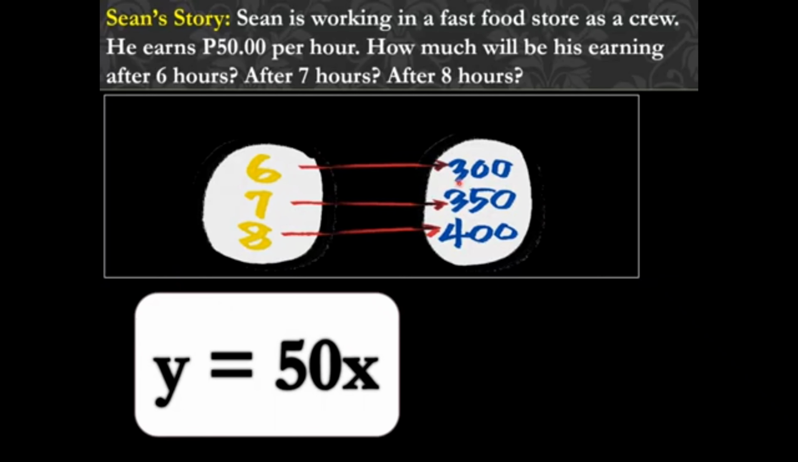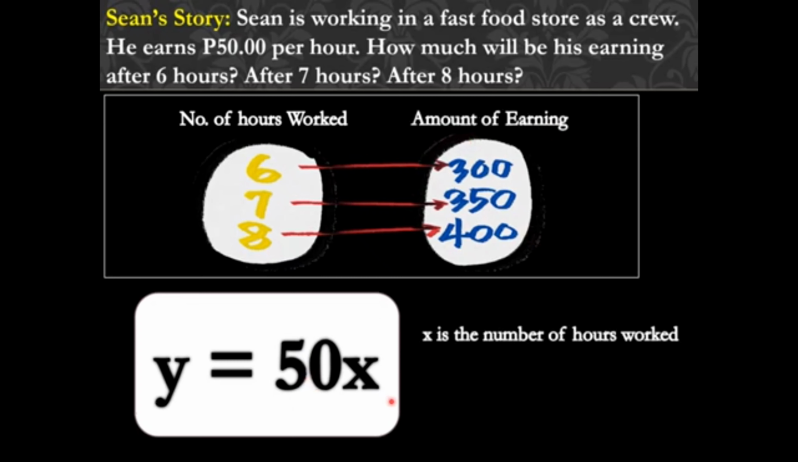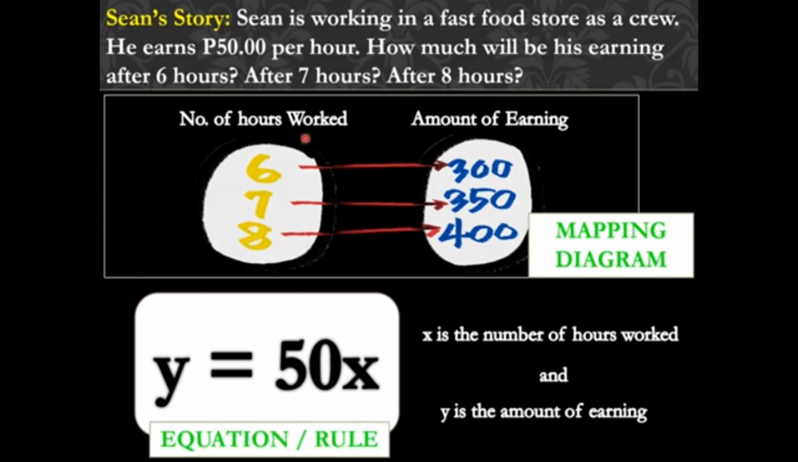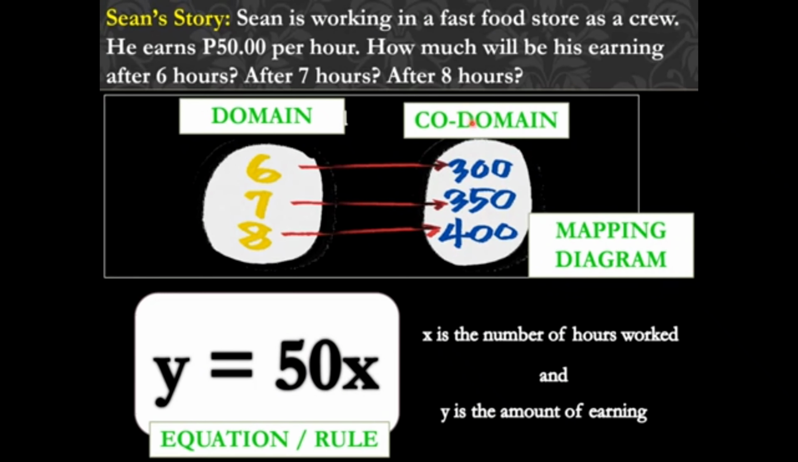Okay, so let us go back to this representation. As you can see, the first elements are the number of hours worked, and the second elements are the amount of earning. In the equation, x is the number of hours worked and y is the amount of earning. So that's the same with this representation, but they differ in how they are represented. This one is what we call the mapping diagram, and the other one is the equation or rule. In the mapping diagram, the first elements are called the domain, and the second elements are called the co-domain. Later on, we are going to differentiate between range and co-domain. Let's continue.